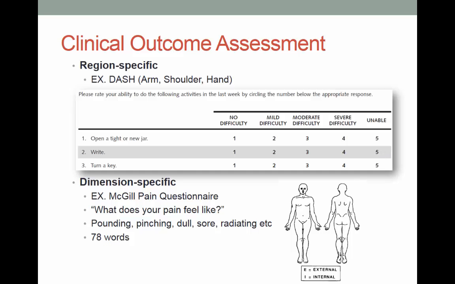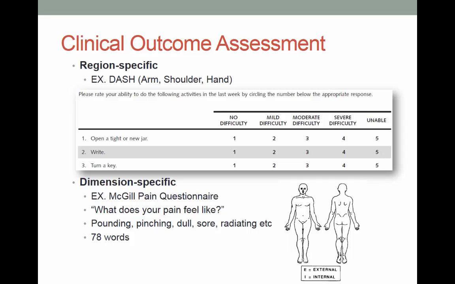They could also be region specific, for example, the DASH, which can assess the arm, shoulder, and hand. They may also be dimensional specific, such as the McGill Pain Questionnaire. This scale asks patients to describe what their pain feels like. For example, is it a pounding, pinching, dull, sore, radiating, or something else?